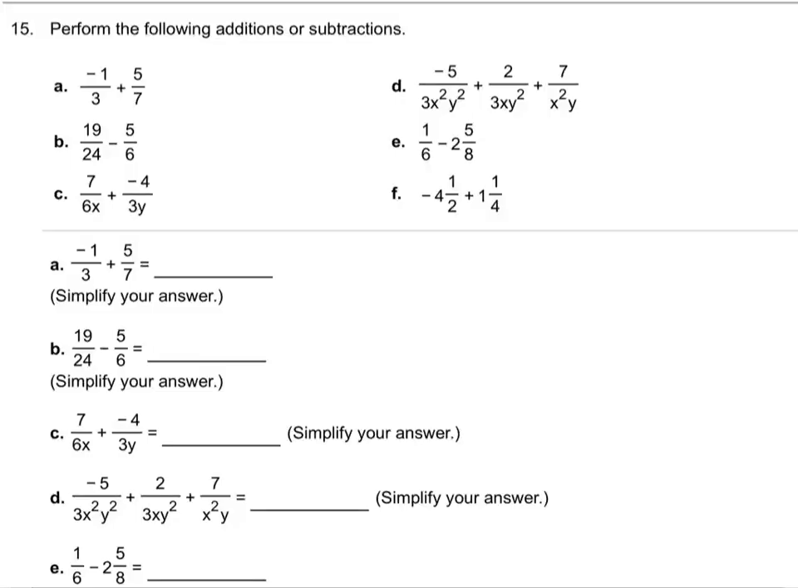Okay, I want to jump in particular to adding and subtracting. I'm sure you'll remember you've got to get common denominators, all that. Oh, well, I guess we just do the same thing there. It's not that big a deal. Anyway, let's do it. I'm going to go to 15 part E, 1/6 minus 2 5/8. Right. Okay, so let's do that one.